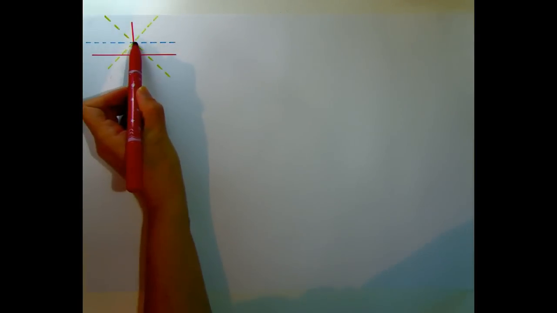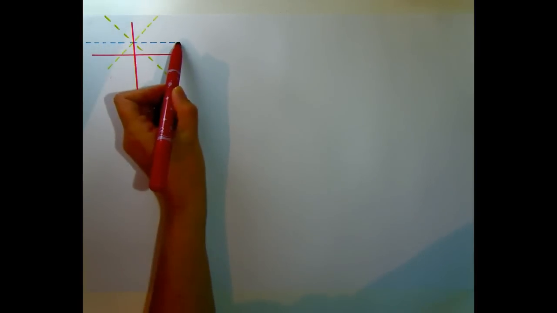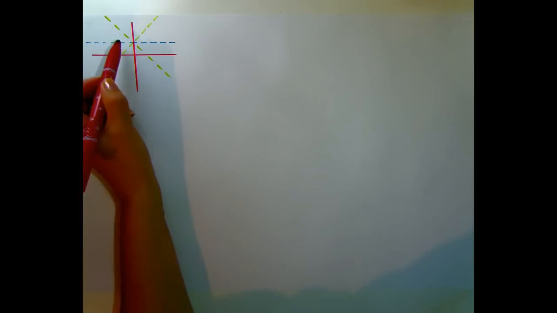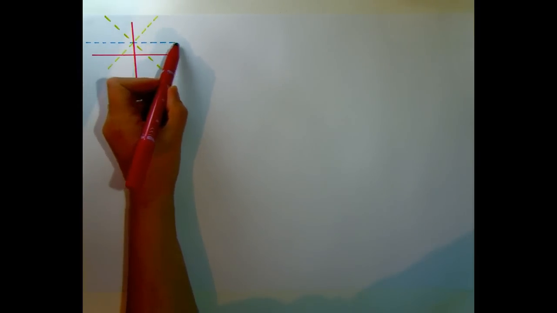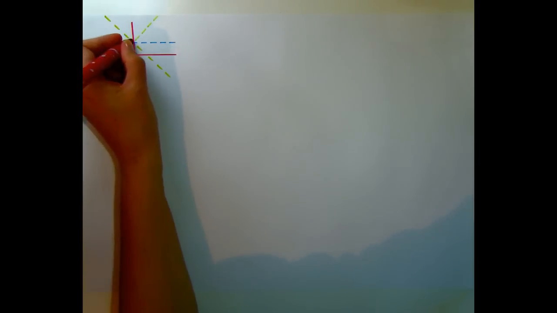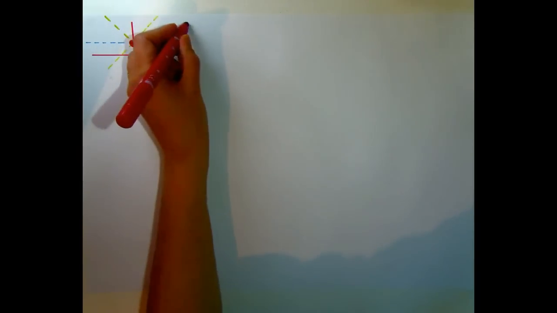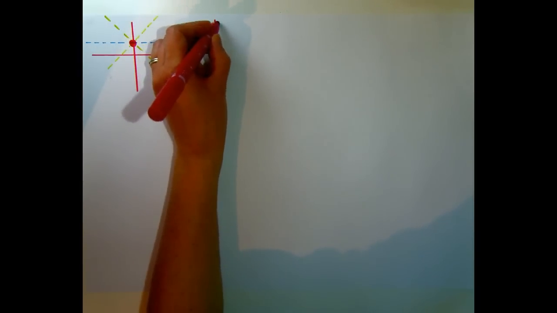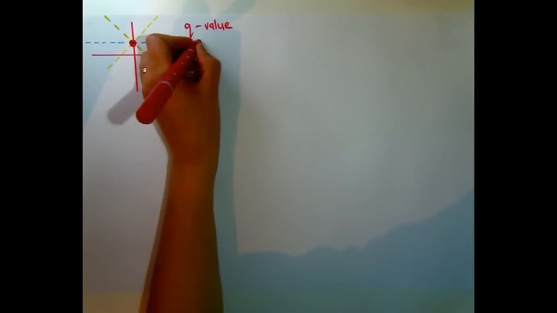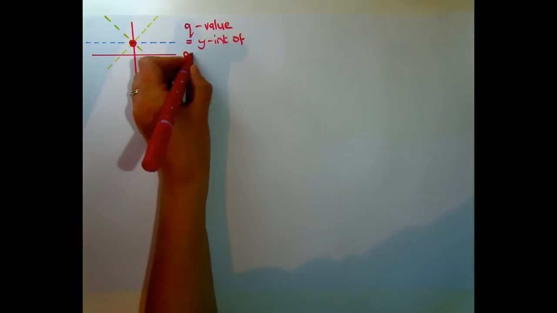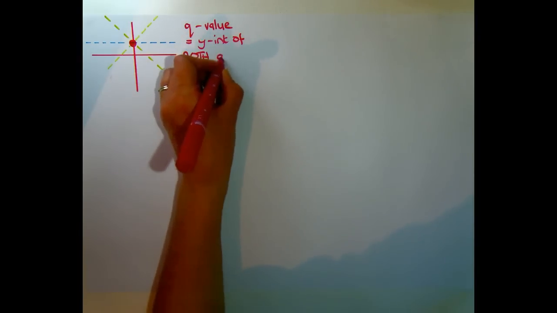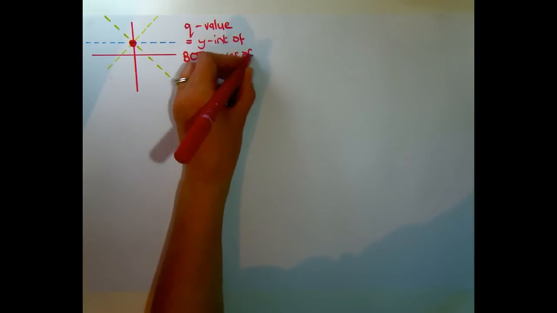Looking at it differently, the asymptote of your graph will join the two lines of symmetry, or axes of symmetry, at the point where this asymptote cuts the y-intercept. So basically your q value equals the y-intercept of both axes of symmetry.